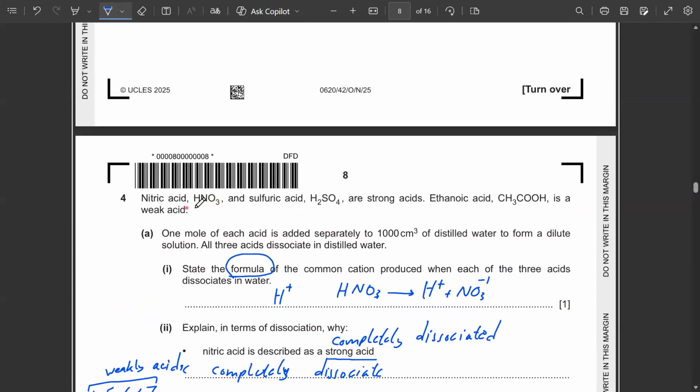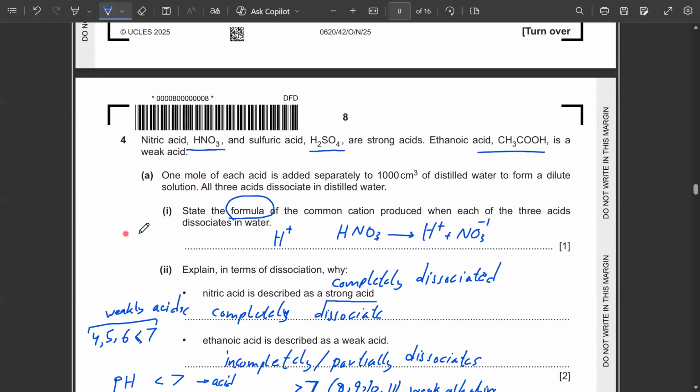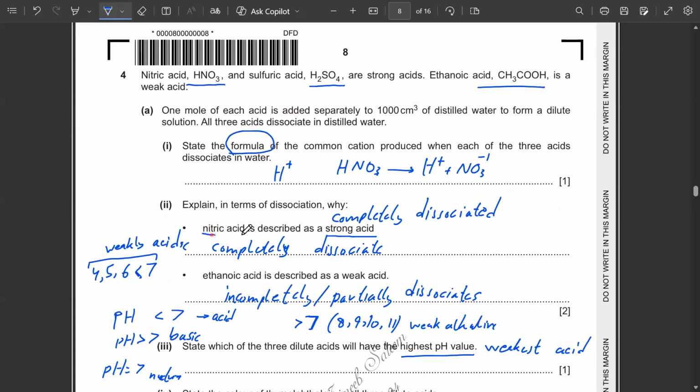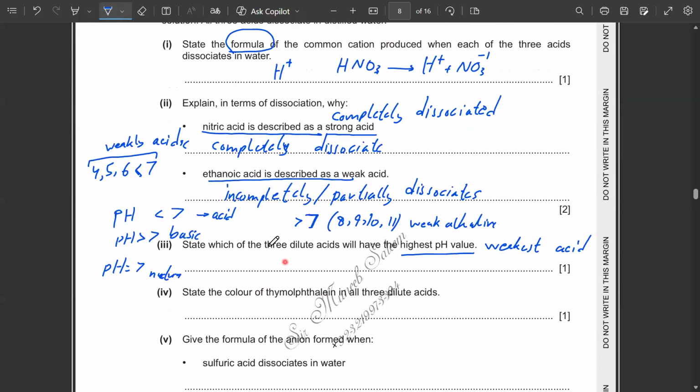And these are three acids: nitric, sulfuric, and ethanoic. They already termed nitric acid a strong acid and ethanoic acid a weak acid. And sulfuric acid, you should be familiar with the knowledge that sulfuric acid is also a strong acid. You cannot regard it as a weak acid. So the only acid left among the three which has the highest pH value will be ethanoic acid.